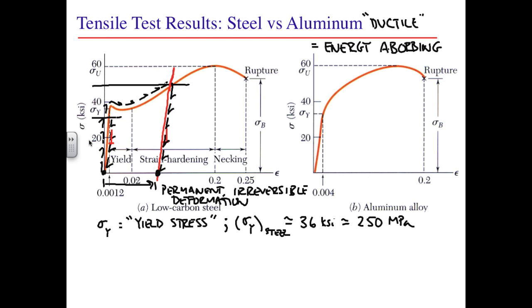We can define a property from this stress-strain curve that tells us something quantitative about the rigidity or stiffness of the material. We define an elastic modulus E to be the ratio of the yield stress to the yield strain.